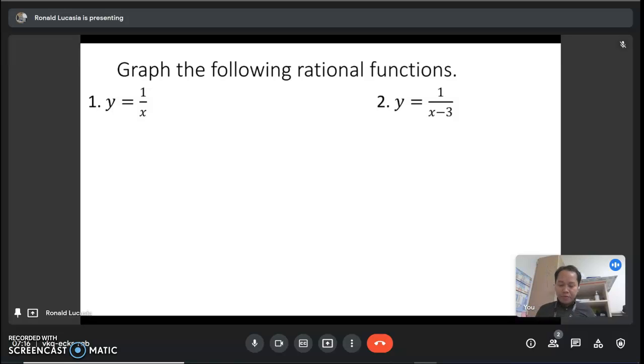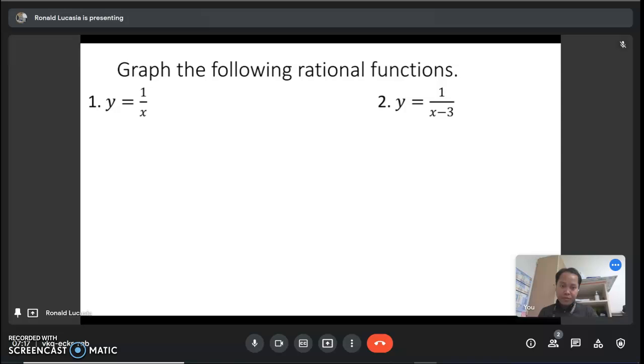So the next example will be how to graph a rational function. However, since the school district is allowing us to use Desmos during the exam, I'm not going to go deeper into how to do the graphing traditionally, okay? So we will be observing the behavior of the graph as well as finding its asymptote.